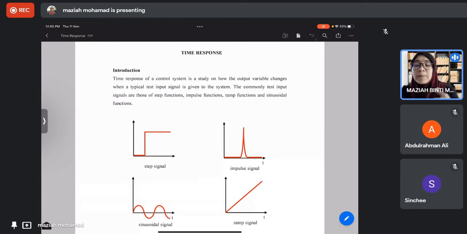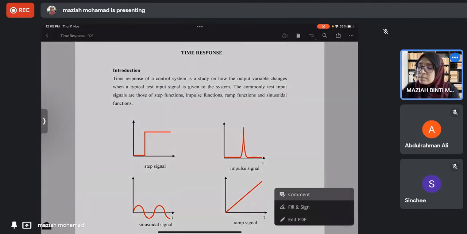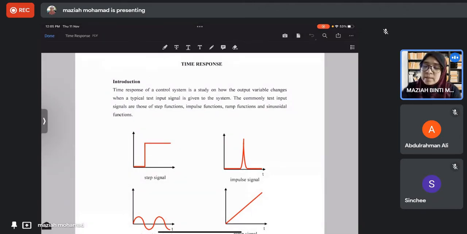So meaning we apply the input, whether the input is a step input. We can see here, this is a typical common test input. The first one is very popular, which is what we call step input. Sometimes you may also see a word like unit step input.